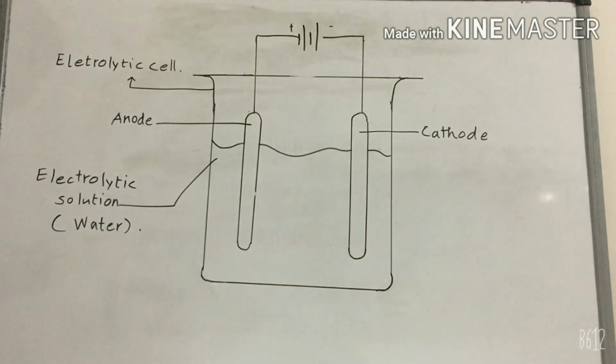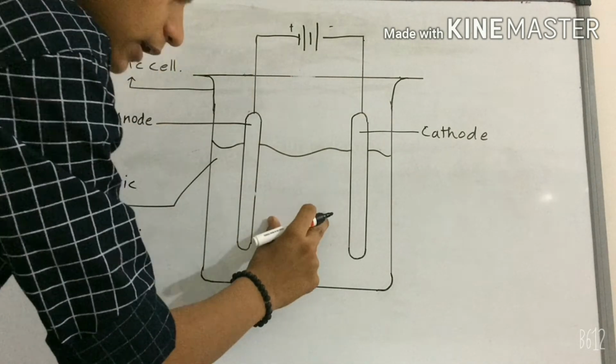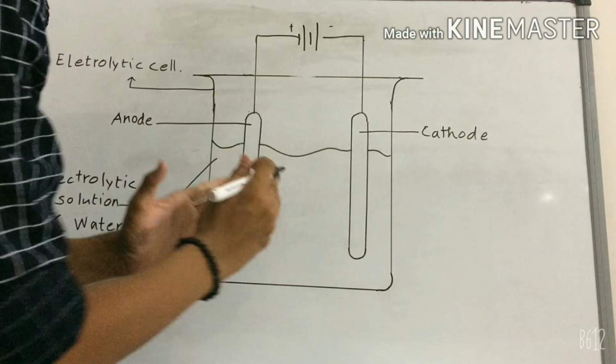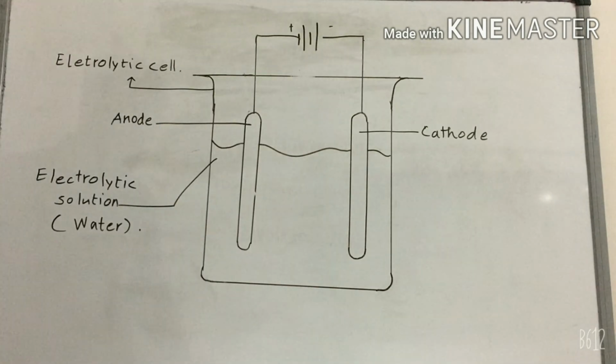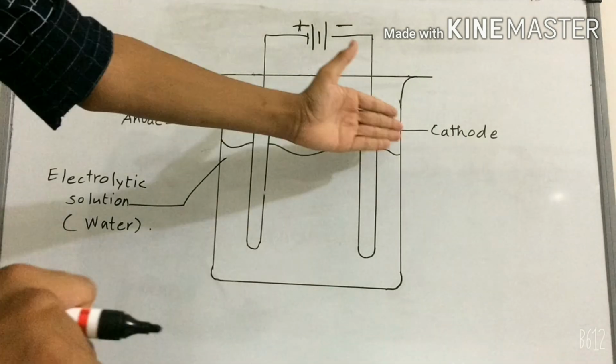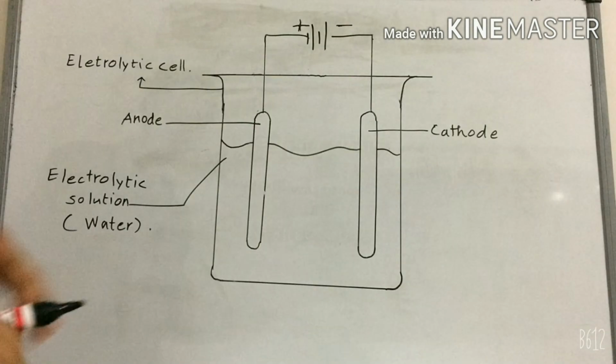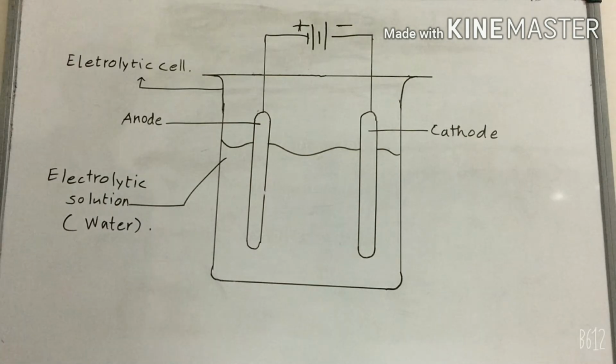Now when I turn on this battery, when the circuit is closed, the water can break into its own ions. Now what are ions? A group of atoms that possesses positive or negative charge. Now what is anode and what is cathode? The positively charged electrode is known as the anode and the negatively charged electrode is known as the cathode. Now let us learn about how these can break into their own ions.